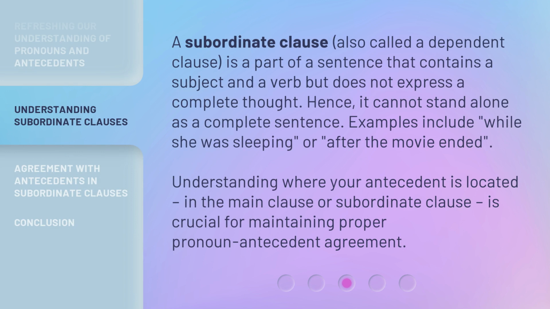A subordinate clause, also called a dependent clause, is a part of a sentence that contains a subject and a verb but does not express a complete thought. Hence, it cannot stand alone as a complete sentence. Examples include, "while she was sleeping," or "after the movie ended." Understanding where your antecedent is located, in the main clause or subordinate clause, is crucial for maintaining proper pronoun-antecedent agreement.